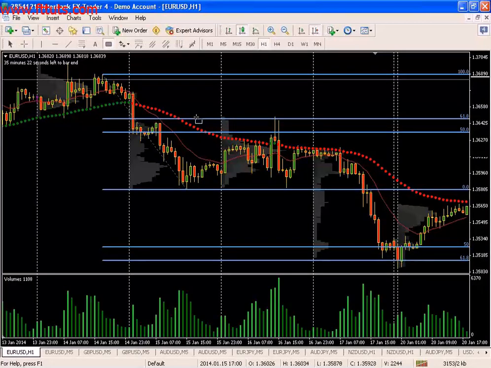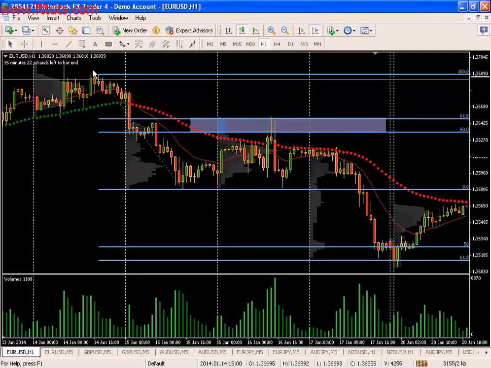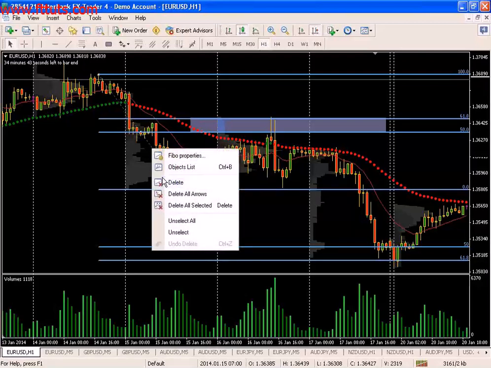Now what I can do is, again, take my box and draw it over that. So if we were in real time here and we had this down move beginning to retrace now, we can draw our fib from high to low and have this level marked in advance. As price now starts to retrace from the down move, we'd have our fib level marked, and we can actually get rid of the fib if we want.